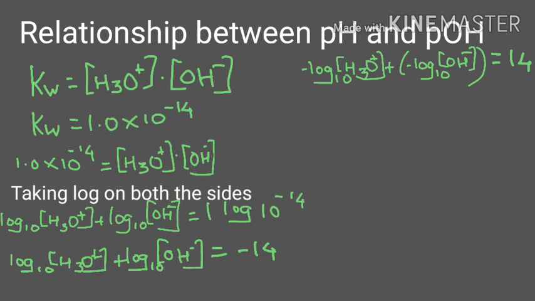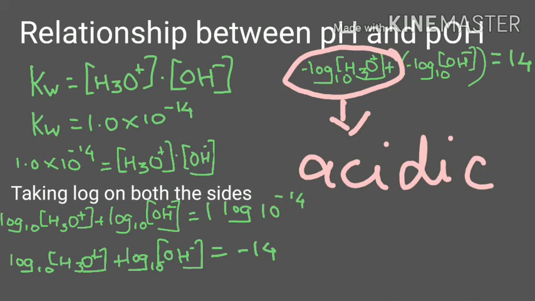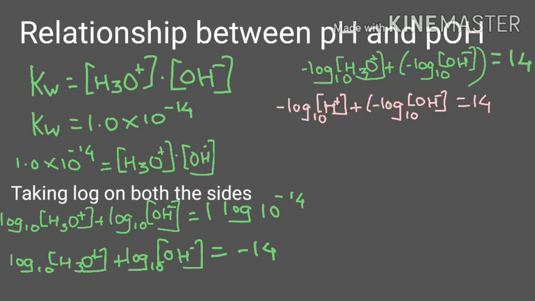Minus log to the base 10 of H3O plus ions plus minus log to the base 10 of OH minus ions is equal to 14. Now that minus and minus sign will cancel each other, just giving you positive 14. Hydronium ion is very much acidic in nature. So now this H3O plus here is nothing but H plus. Okay, so you can write it as minus log to the base 10 of H plus in place of log to the base 10 of hydronium ion.